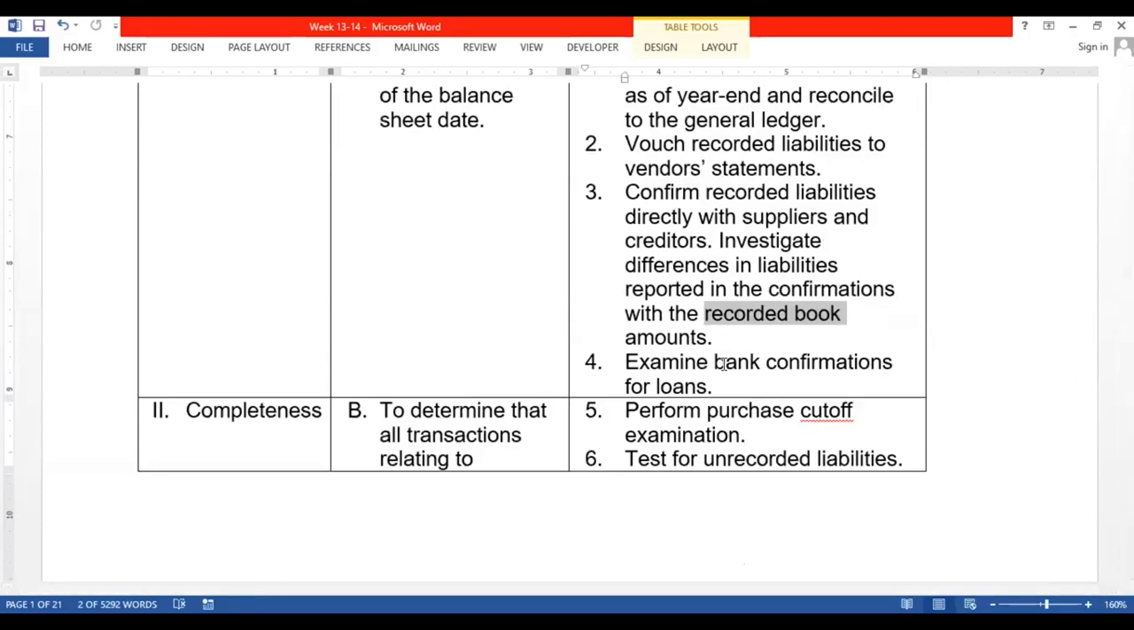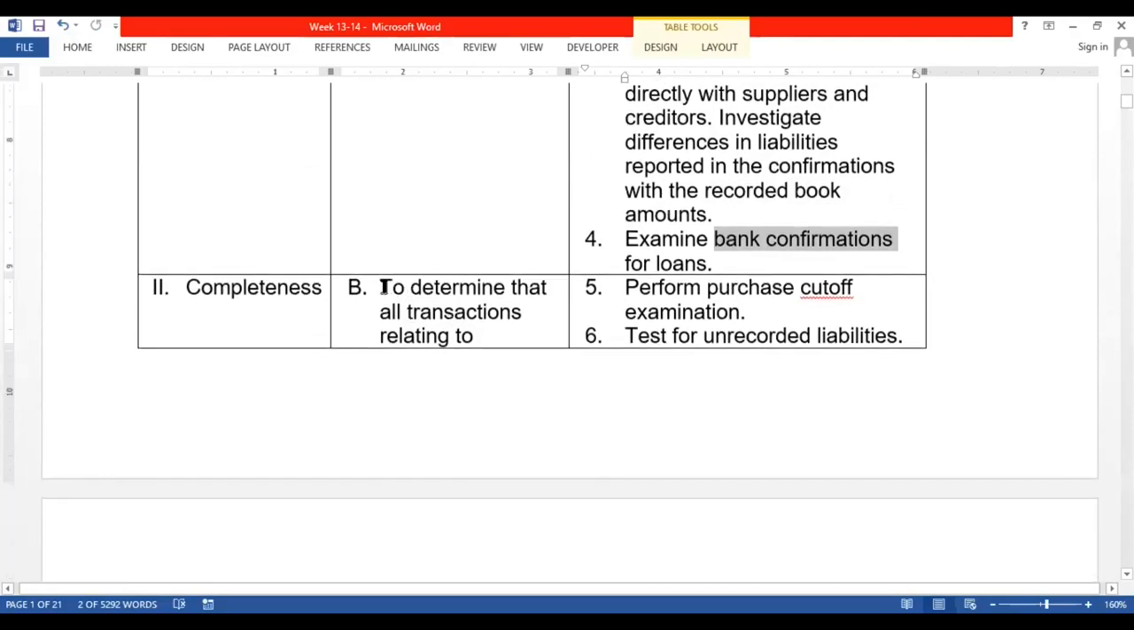Another one is if we're talking about loans payable. If it is related to loans, of course, what you're going to do is ask for bank confirmation, especially for loans payable issued by a financial institution or a bank.